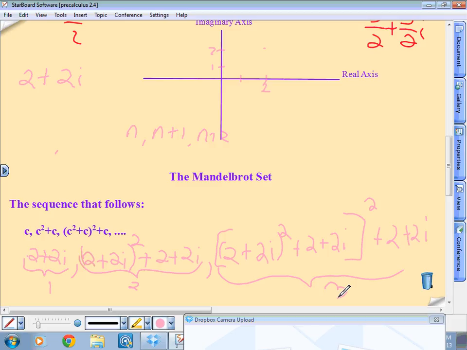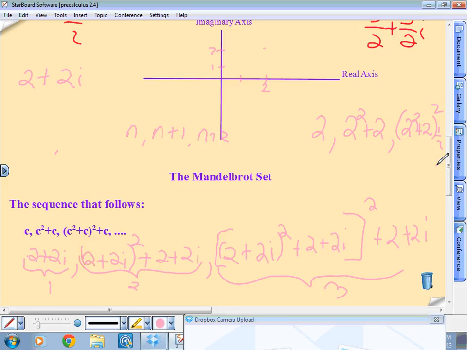So, 2, then what? 2 squared plus 2. Well, 2 squared plus 2, then 2 squared plus 2 squared plus 2. Those are the first 3. So then they went to 6. So that was all. There's not much to that. Okay. But it makes these cool pictures. They really do.